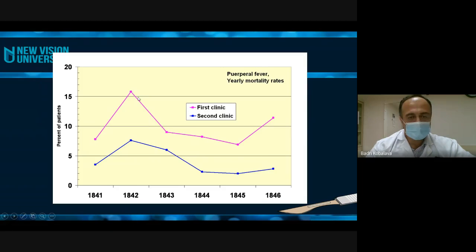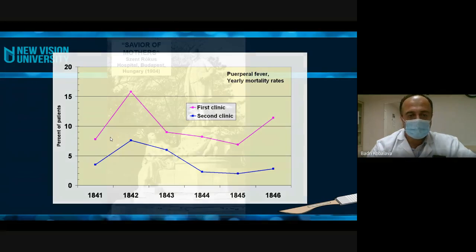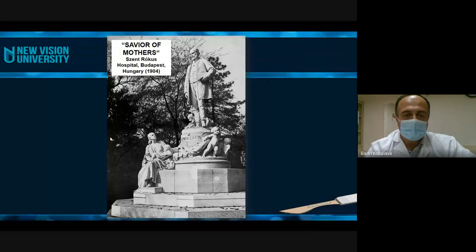In this clinic was the ordinary way of treatment, and here hand washing was introduced, and the difference is significant. So Semmelweis decreased the percentage of death of the mothers because of puerperal fever. That's why there is a monument in Budapest, Savior of Mothers.